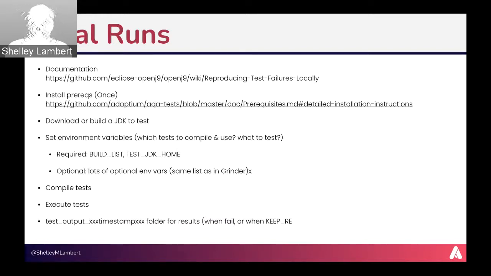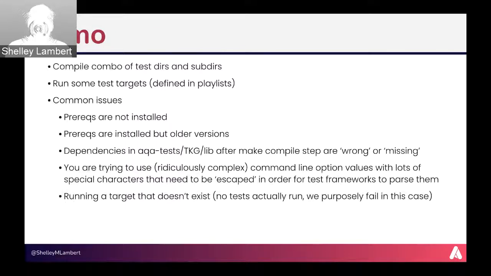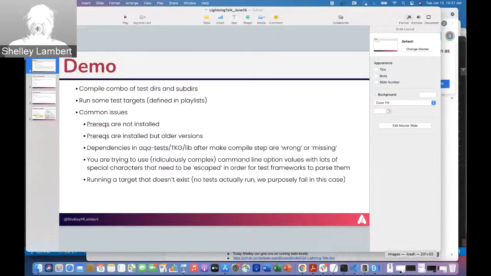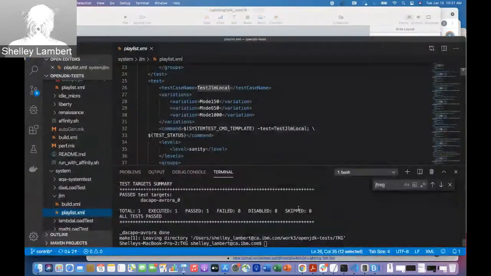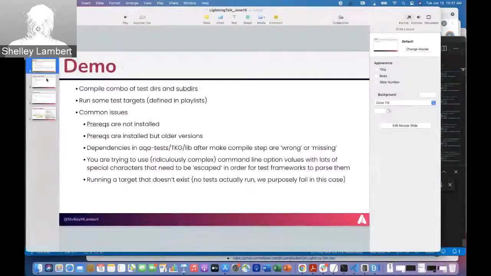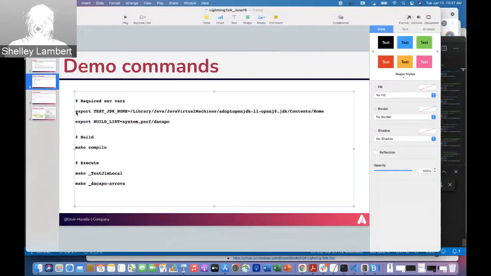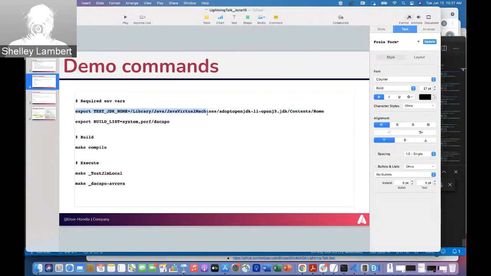So I'm going to go through the compile and the execute, and then showing where to find test output locally. So the demo is going to be, I'm going to compile a few things, I'm going to run some targets, and we can talk a bit about some of the common issues that people hit. So before I continue, let me do my quick little demo. And actually the demo being, really, I'm just going to export. I've already done this in my local, but if I want to make sure, I export my TEST_JDK_HOME.